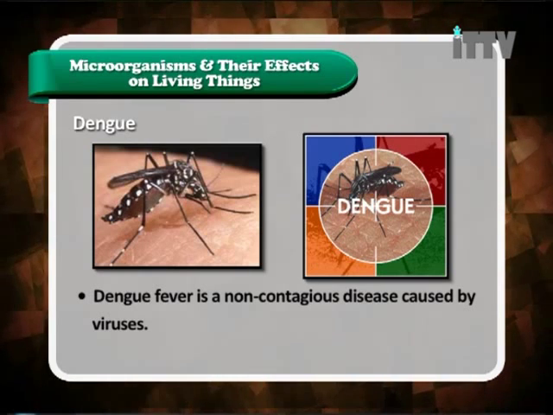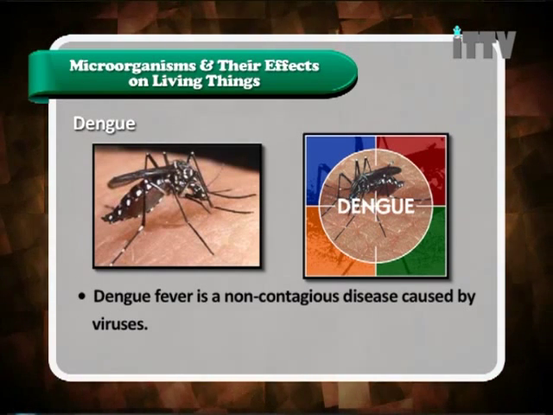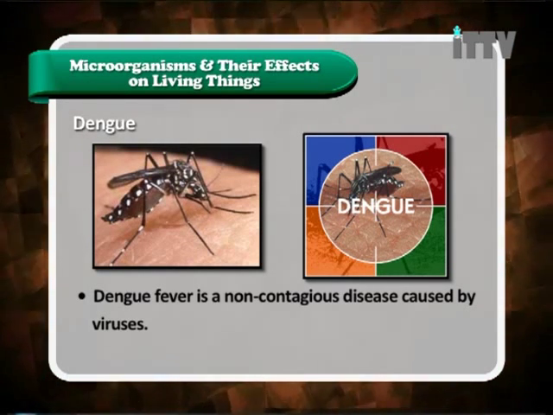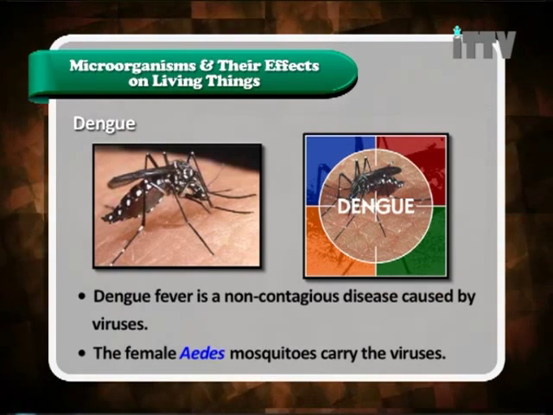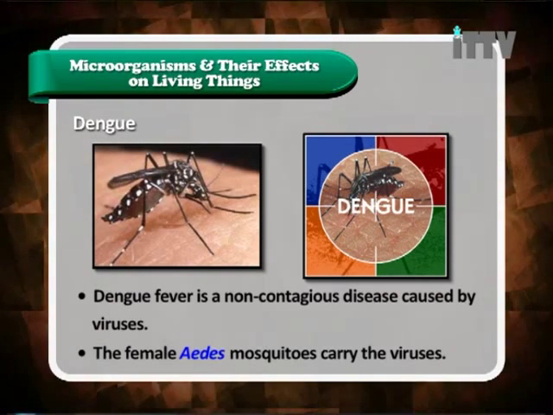Dengue fever is a non-contagious disease caused by viruses. The female Aedes mosquitoes carry the viruses. Here we can see that dengue is caused by a mosquito. It's an Aedes mosquito. Now it's slightly different from malaria. Now malaria, even though it's caused by a mosquito, is due to the Plasmodium protozoa. Here we're going to see dengue, which is caused by the Aedes mosquito.